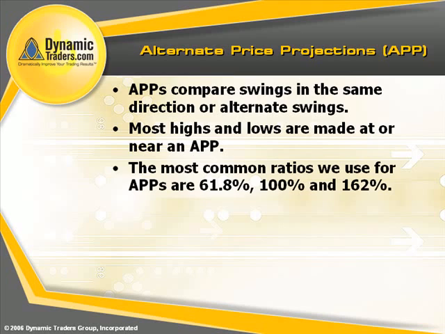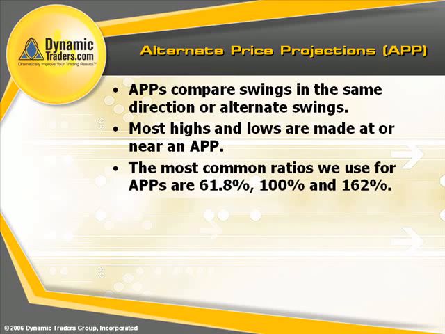So let's clean the chart up here because we don't need all this data on. We can clean up all the projections that are above where the market's trading. I'm even going to take off that 62%er, because now we have the 50% and the 78.6%, both of which have an alternate price projection very close to them.